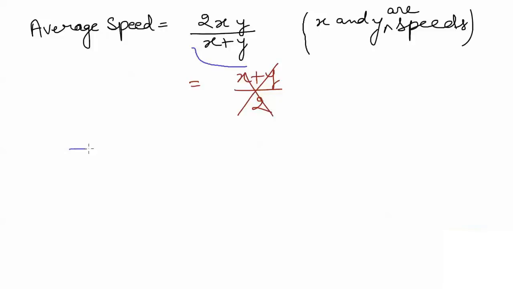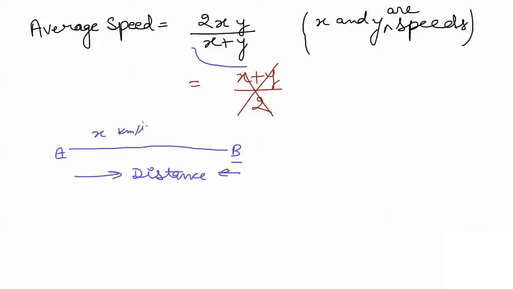So let's see. There is a distance between A and B. A and B are two cities, and that is the distance. A person goes from city A to city B via car, at a speed of x km per hour, and he comes back via bus, at a speed of y km per hour. So what is the average speed?